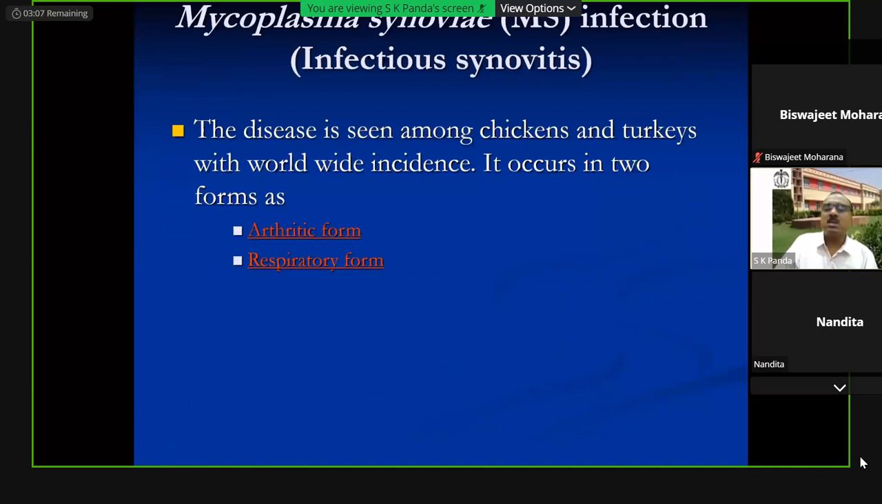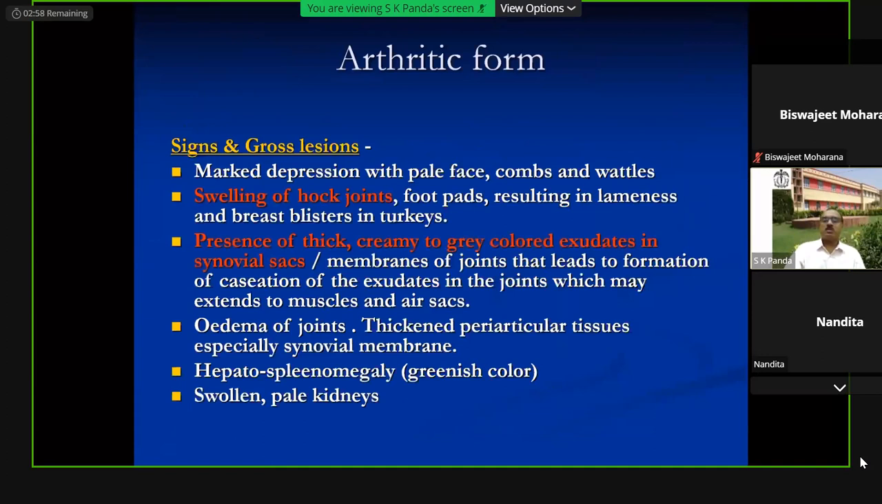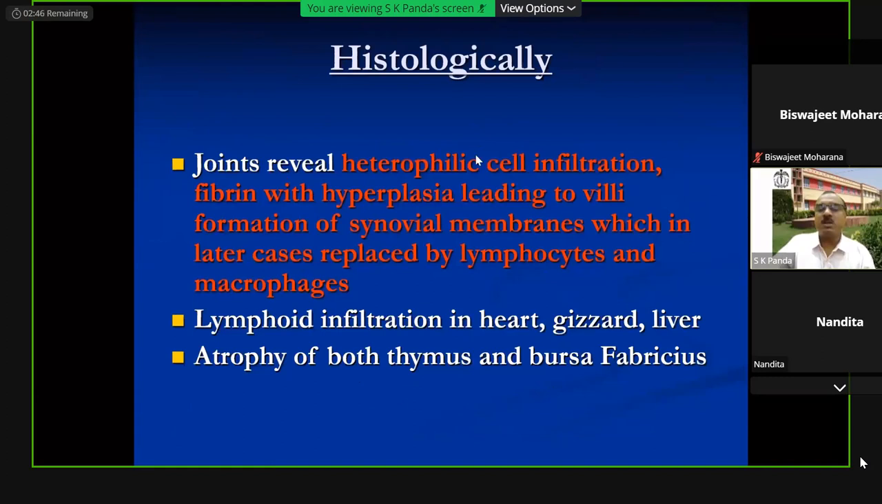Again, this is arthritis. So you now find this is another disease where you will find arthritis and joint infection. Mycoplasma synoviae, arthritic form. Swelling of the hock joints. Presence of thick, creamy to gray colored exudates in the synovial sac. Remember this much. Arthritic form. Joints reveal heterophilic cell infiltration, fibrin, hyperplasia leading to villi formation of synovial membranes.